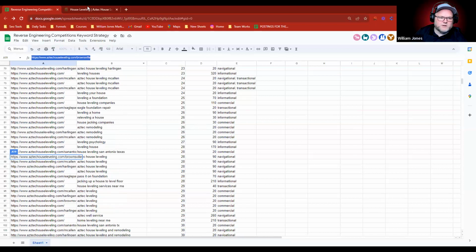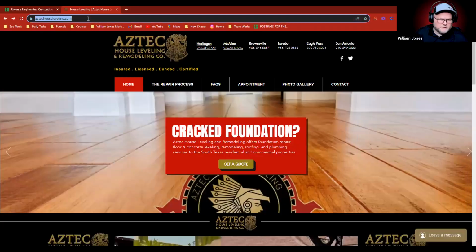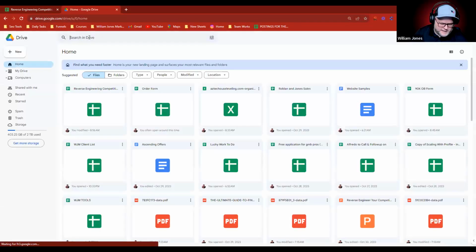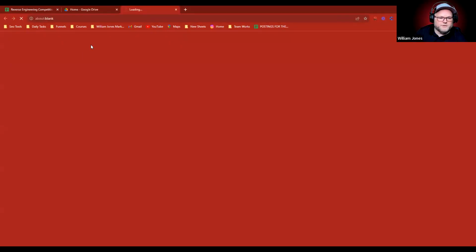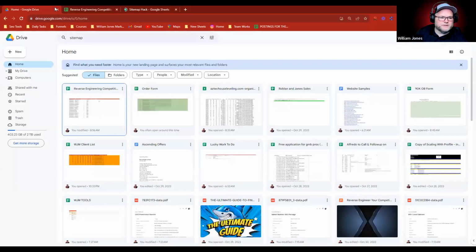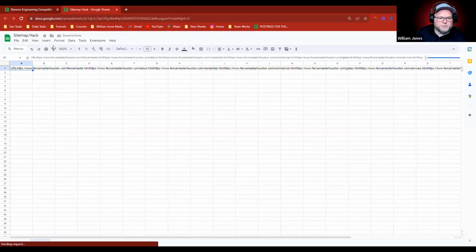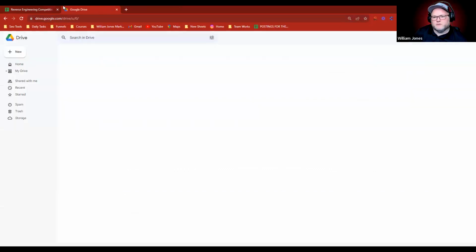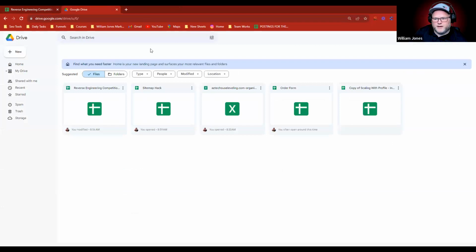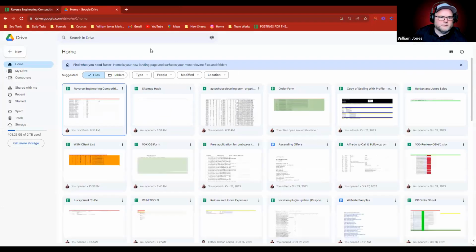So last week was the sitemap hack. Let me pull up the sitemap hack for you guys. If you've forgotten it, if you haven't done this yet, you need to do it. With the sitemap hack, we go and pull their entire sitemap. Let me pull up the drive and see real quick. I got the other one, sitemap hack. Let me shut that.